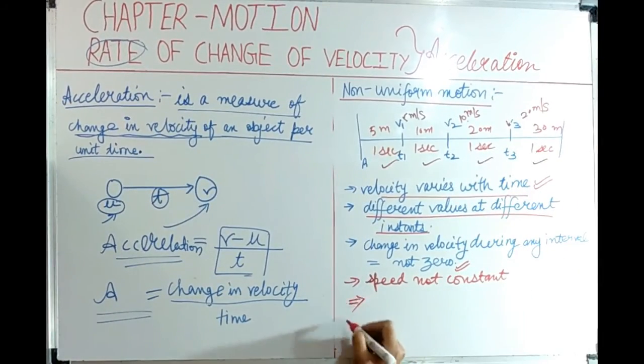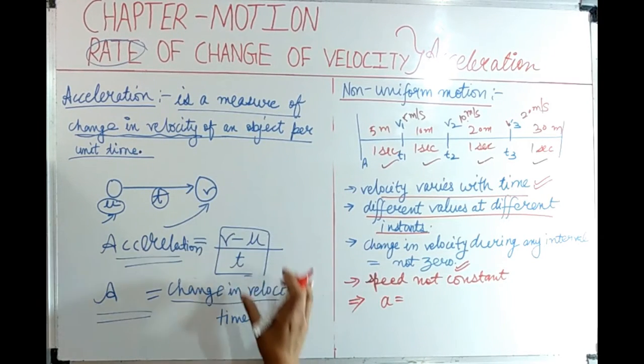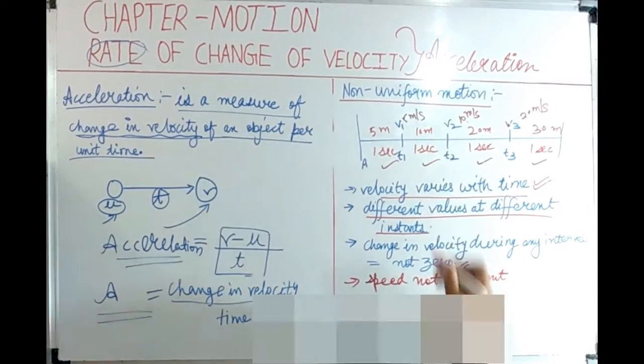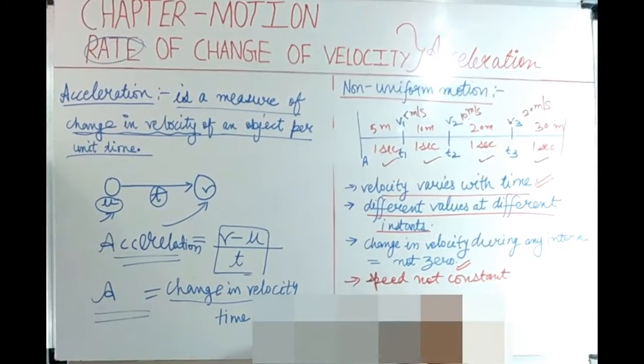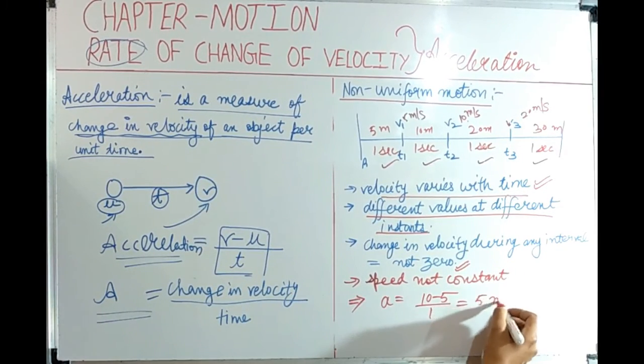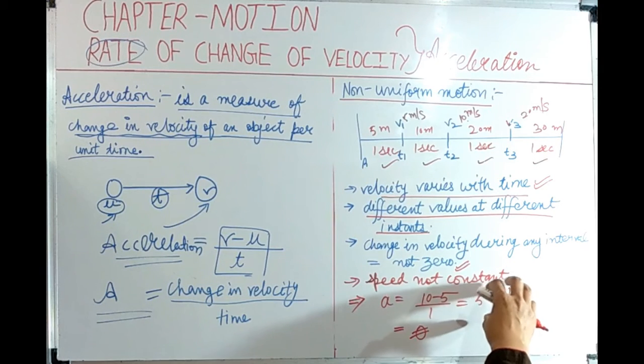So here what will be the acceleration? The acceleration formula is change in velocity upon time. Let's say the value of u is 5 and v is 10. So 10 minus 5 upon 1 will be 5 meter per second square. Here the acceleration is some numerical value. It is not 0 here. So are you getting this point? Here we will get some non-zero value of acceleration.